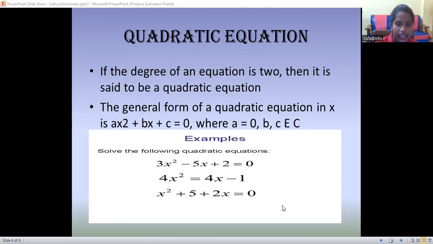Some examples. Here you can observe that 3x square minus 5x plus 2. Here it is considering the highest degree of an equation. So 2 is the highest degree of the equation. That's why it is called a quadratic equation. Suppose here in place of 3x square, it is written as 3x only. Then it is said to be a linear equation.